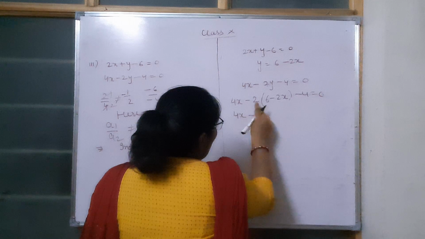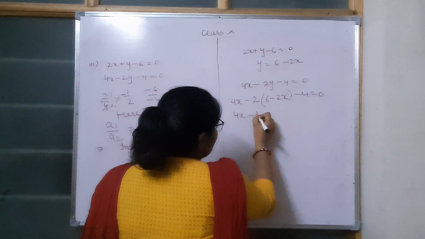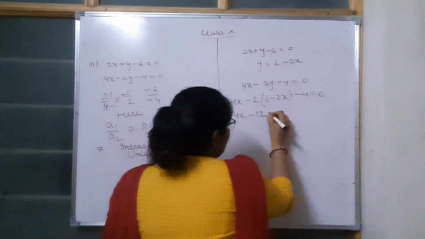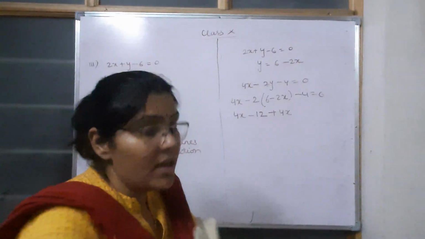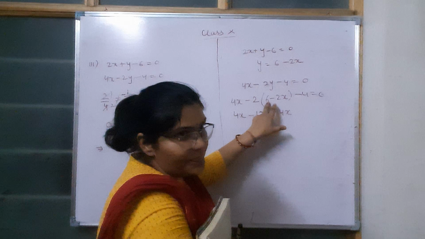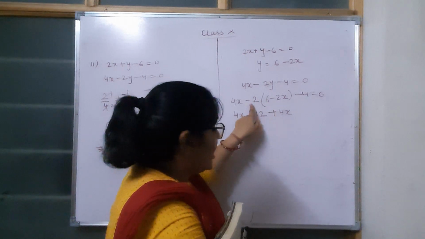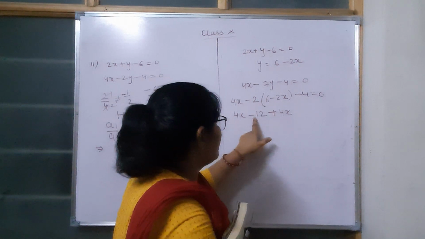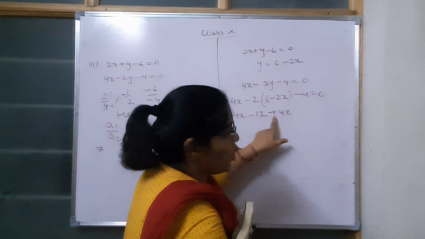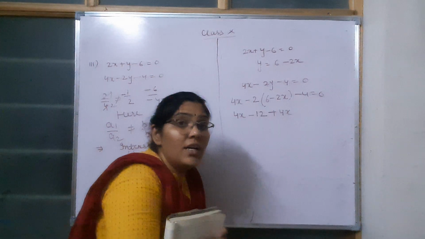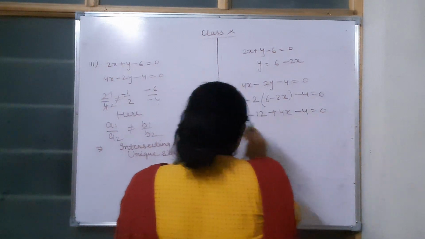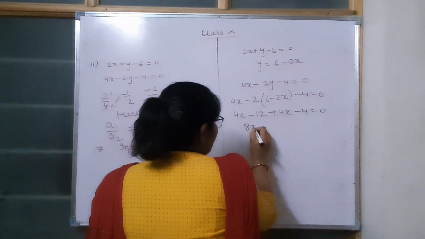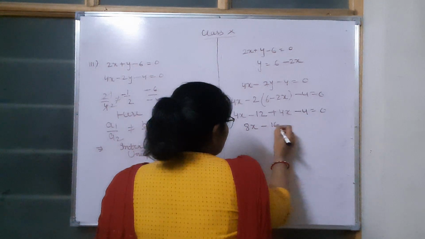So 4x. Now opening the bracket, minus 2 into minus 6 is minus 12. This will become 4x. Just look here, outside the bracket we have a minus sign, so the sign will get changed inside. 2 into 6, 12. It was outside minus, this was plus, this will become minus. Here it is minus, it will become positive, because outside the bracket we have a minus sign. And then we have minus 4 equals 0. 4x plus 4x, 8x, minus 12 minus 4 will be 16.